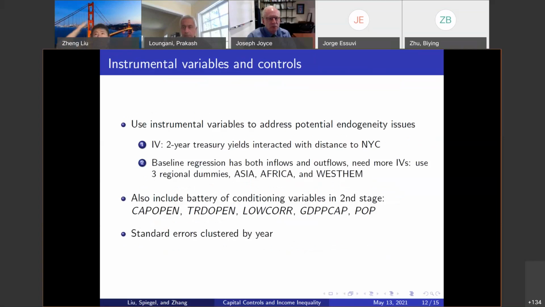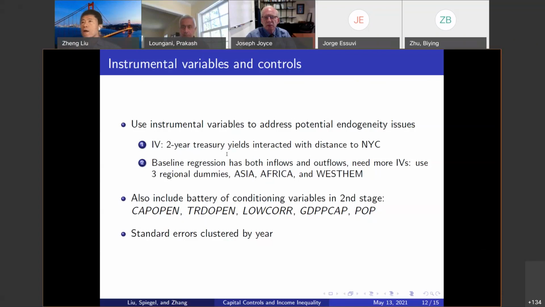What we do is we look at an interaction between the two-year treasury yield and the geographic distance from New York City, which is the financial center of the United States. There are some studies, including by my co-author Mark Spiegel and Andy Rose, that have written that distance to the financial center is an important factor that determines capital flows. So there's a correlation between the distance to the financial center and the capital flows, but that distance is fixed. It's hard to imagine that distance is correlated with the Gini. So we think that's an exogeneity condition that's satisfied. And we interact it with the two-year treasury, so that's a shock to the capital flow. When the two-year treasury yield goes down, the inflow will go up.